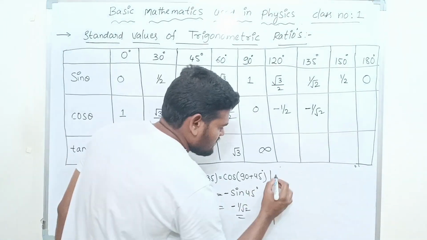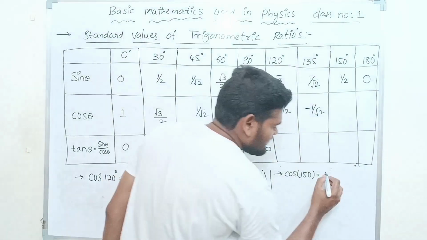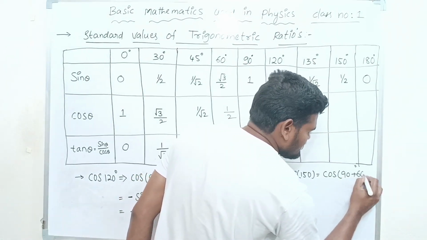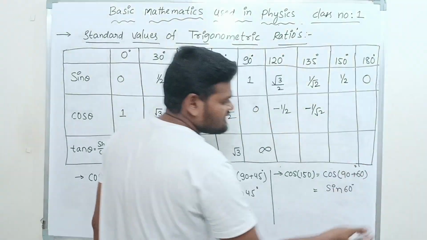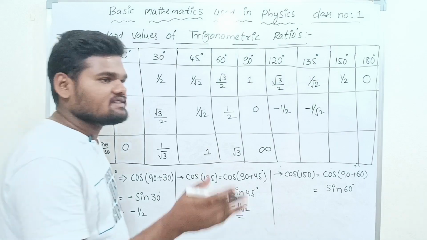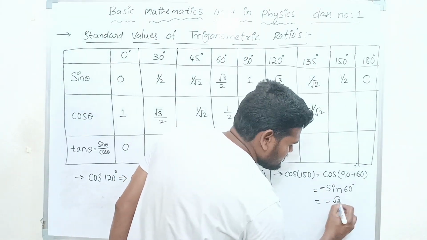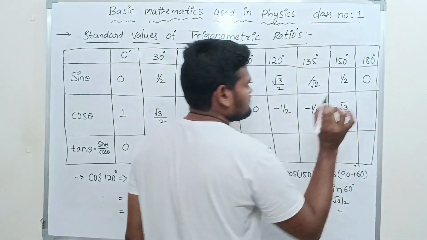Next, cos 150. Cos 150 can be written as cos of 90 plus 60. At 90 degrees, cos can be turned as sin 60. Cos 90 plus theta, second quadrant. In second quadrant, cos is minus, sin 60, minus root 3 by 2. Minus root 3 by 2.